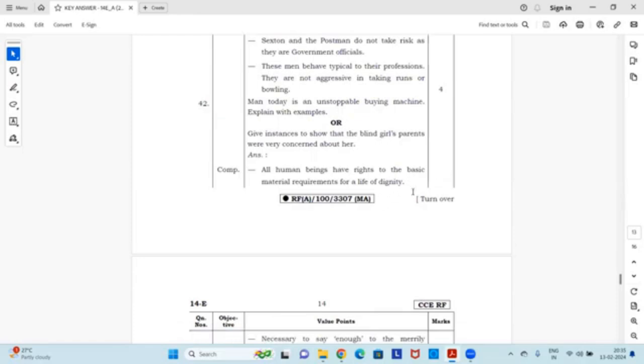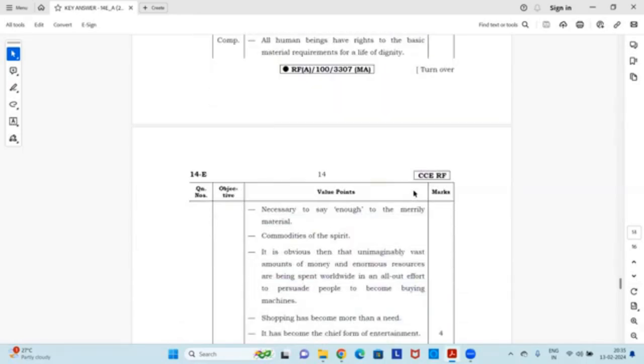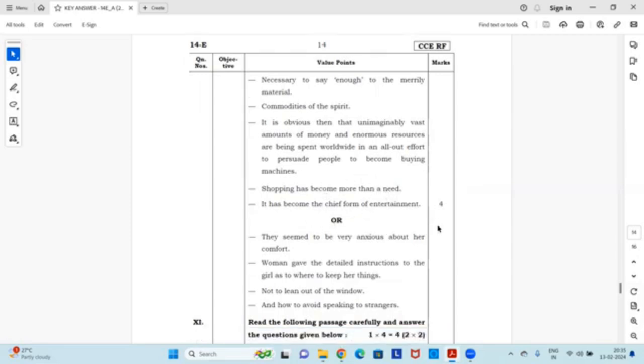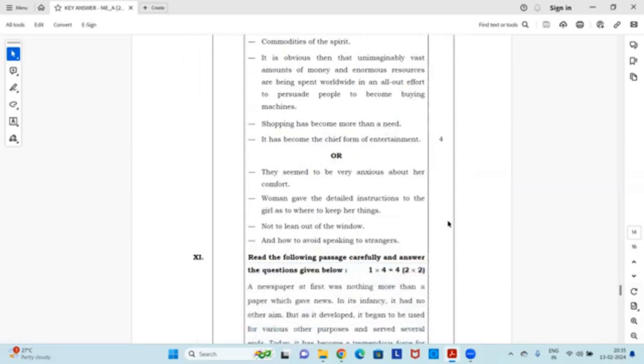All human beings have rights to the basic material requirements for a life of dignity, necessary to stay alive, not merely the material commodities but also the commodities of the spirit. It is obvious then that unimaginably vast amounts of money and enormous resources are being spent worldwide in an all-out effort to persuade people to become buying machines. Shopping has become more than a need, it has become the chief form of entertainment.